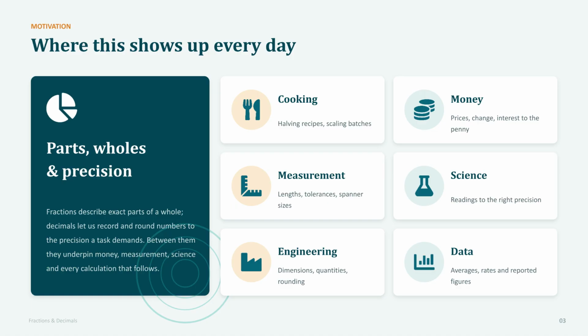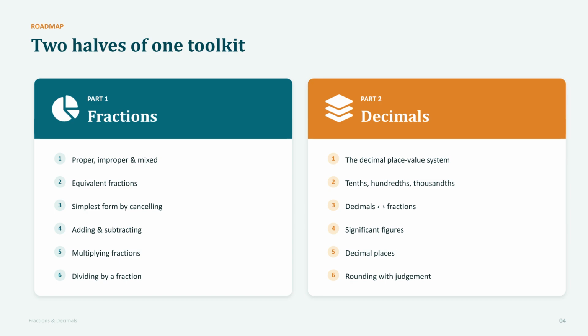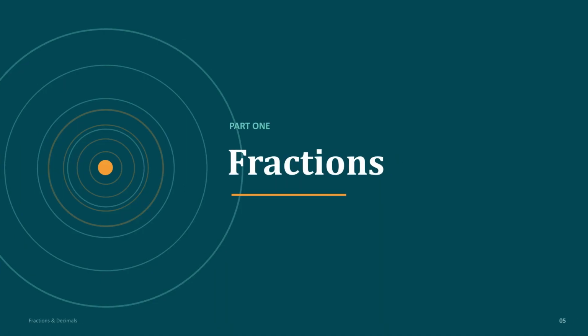Whether you are cooking, managing money, measuring lengths, or working with scientific data, these concepts provide the precision you need. Our roadmap is divided into two parts. Part 1 covers fractions, including simplification and operations. Part 2 focuses on decimals, place value, and rounding techniques. Let's begin with Part 1, fractions. We will explore how to name, simplify, and calculate with parts of a whole, all without relying on a calculator.